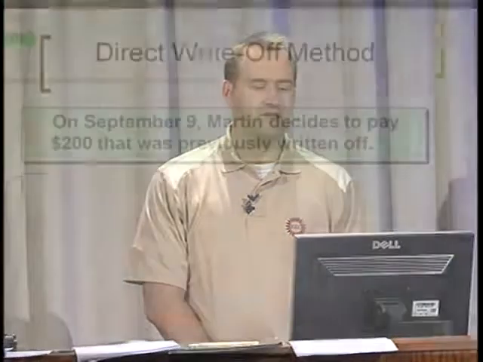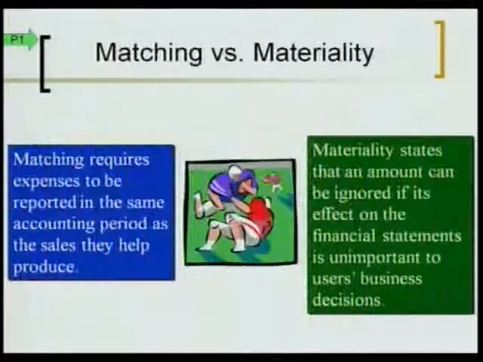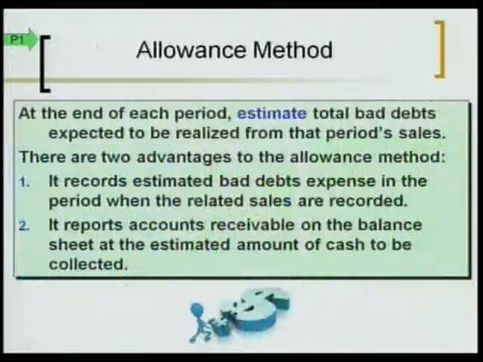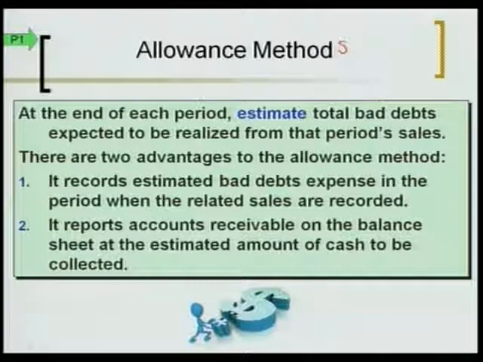So what do we do? Well, what we do is we have to focus on this matching principle, which requires expenses to be recorded in the same period as the sales they help produce. And we have to use what we call the allowance methods. Let's go ahead and pluralize that, because there's more than one. There's different ways we can satisfy the allowance method, I should say.